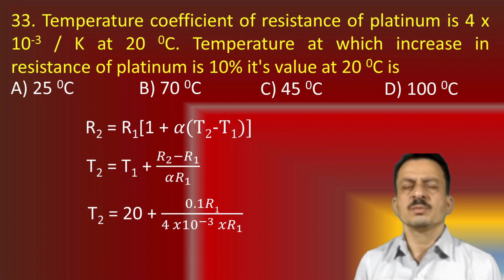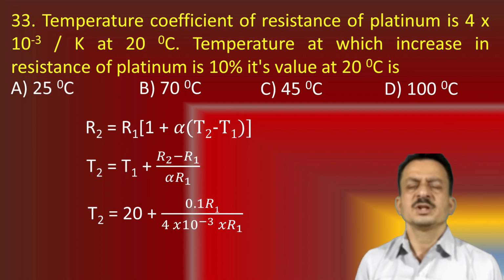1.1 R1 minus 1.1 R1 is equal to 0.1 R1 in the numerator. In the denominator, alpha is given as 4 into 10 to the power of minus 3 into R1. Keep it as it is. Now R1 gets cancelled. Now 0.1 divided by 4, we know 10 to the power of minus 3 is taken to the numerator. It is 10 to the power of plus 3 into 0.1. It is 100 by 4. 100 by 4 is 25.